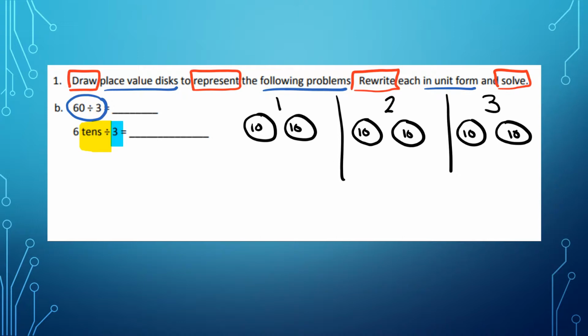And I have them in 3 groups. Each group has 2 discs with a value of 10, and 2 times 10 is 20. So I know 60 divided by 3 is 20. Now they want us to do our unit form. So they wrote 6 tens in words divided by 3, and so I need to write 20 in unit form, and I have 2 tens, which is exactly what I see in my chart. 2 tens.